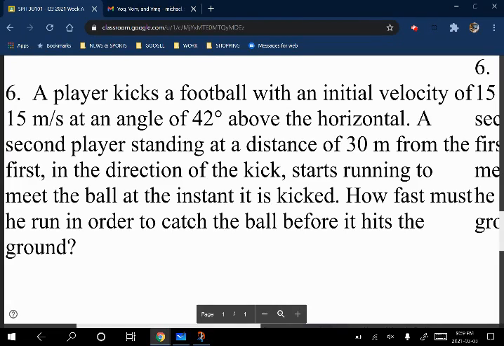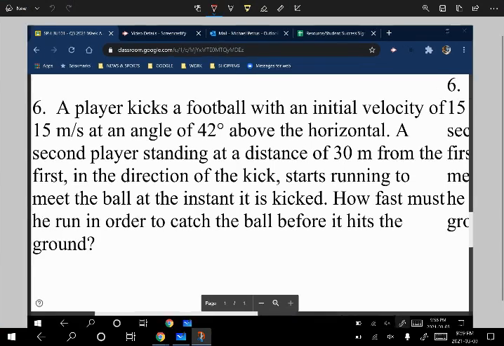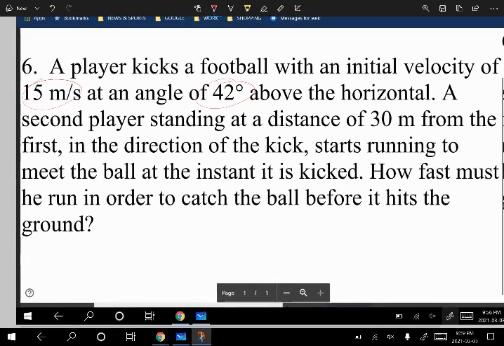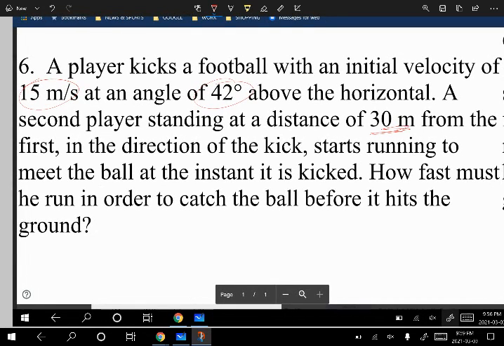All right. This is just in response to number 6 from these projectile questions. It says a player kicks a football with an initial velocity of 15 meters per second at an angle of 42 degrees above the horizontal. A second player standing at a distance of 30 meters from the first in the direction of the kick starts running to catch the ball. How fast does he have to run in order to catch the ball before it hits the ground?